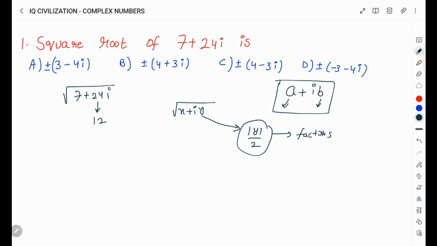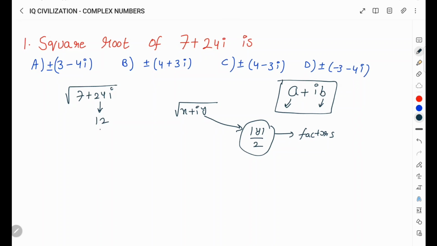The factors should be such that the difference of the squares of these factors is equal to the value of x. See, I will take the factors 4 and 3. The difference of the squares: 4 square is 16, 3 square is 9. So what I got is 7, the same 7 here. So we have to arrange 12 in the form of factors so that we get this value. So 12 is 4 times 3, and my answer here is plus or minus 4 plus 3i.